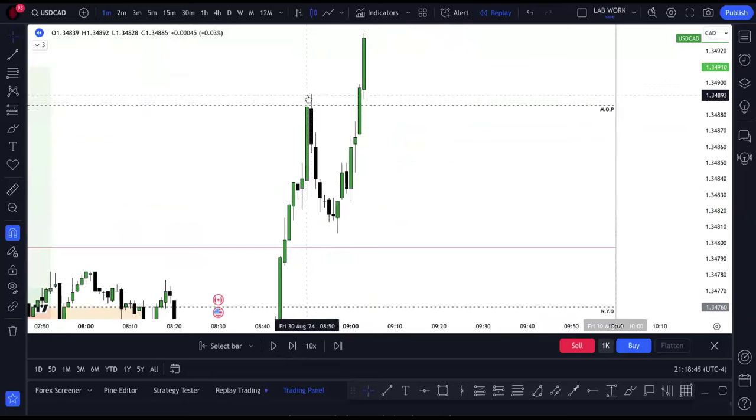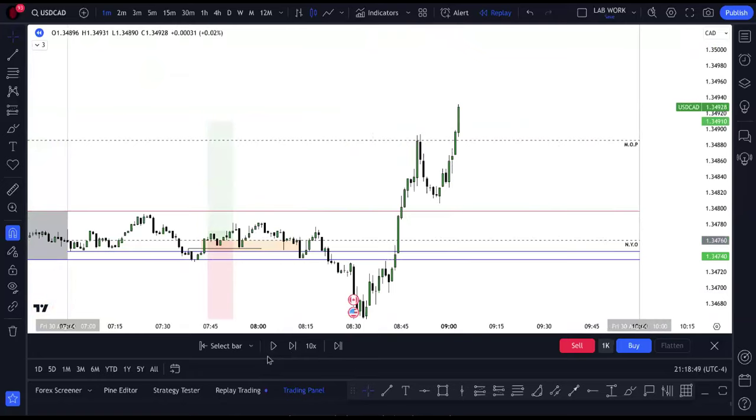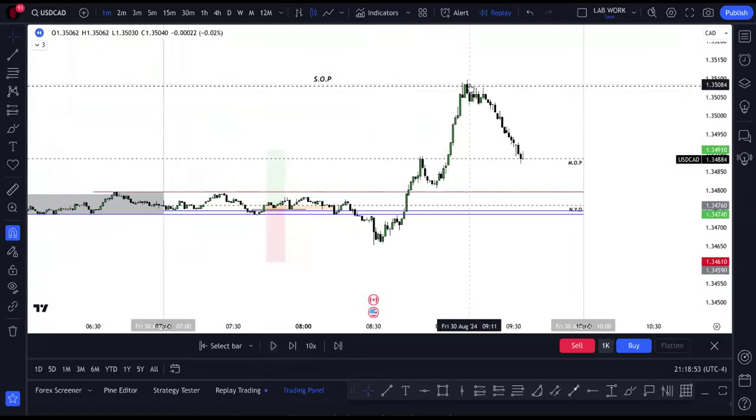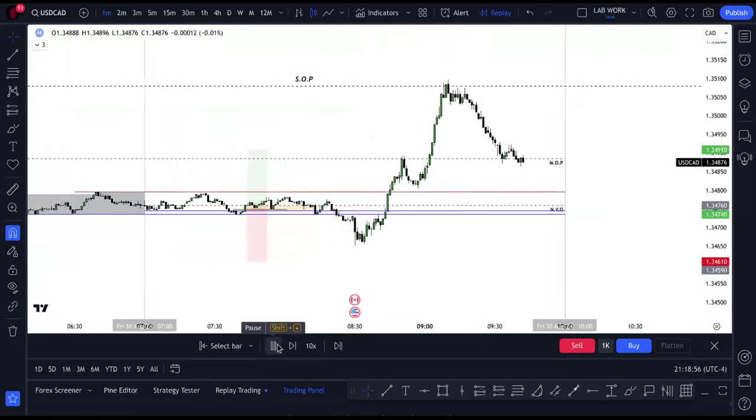Bodies are respecting it too. And it fades, then runs right through it. Cuts through that thing like butter, man. And then look at how it hits Sunday's opening price perfectly. Bang, hits it, sells off one more time.